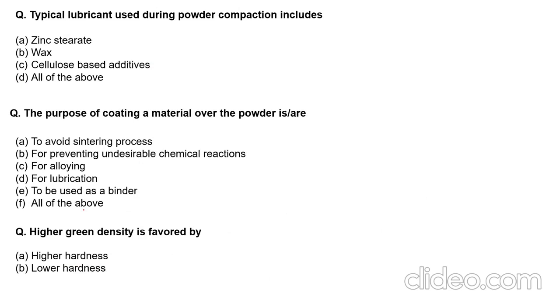Now we have another question: typical lubricants used during powder compaction include zinc stearate, wax, cellulose-based additives, or all of the above. Can you answer this? These are also lubricants, or as we were saying, debinders. Can you tell what are the typical lubricants used in powder compaction? Is it A, B, C, or D?